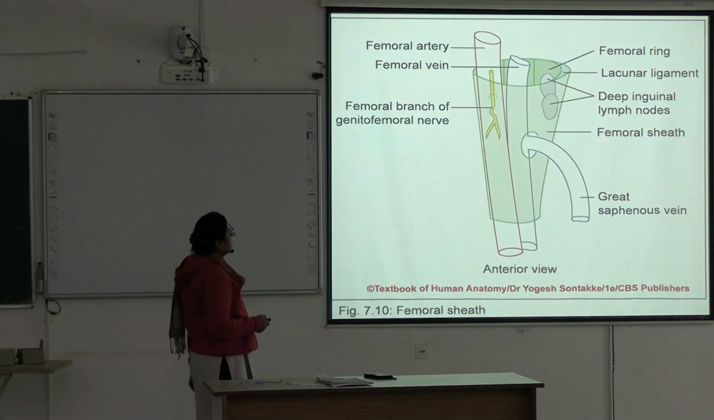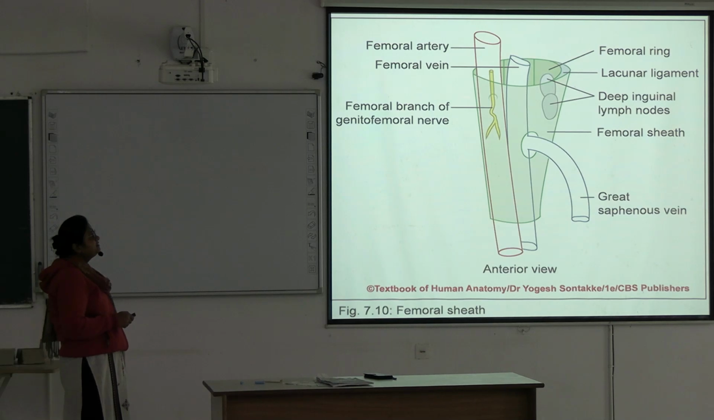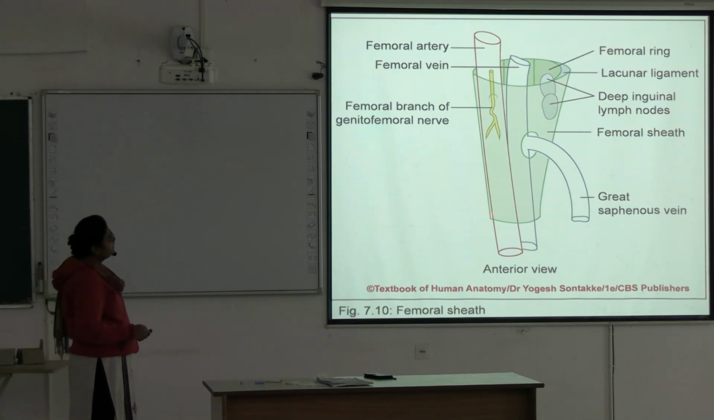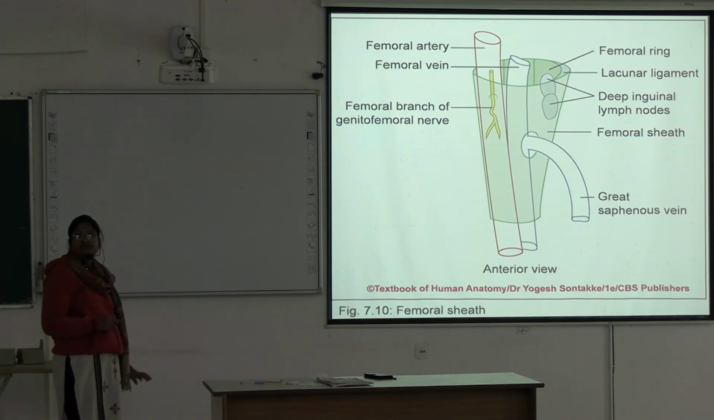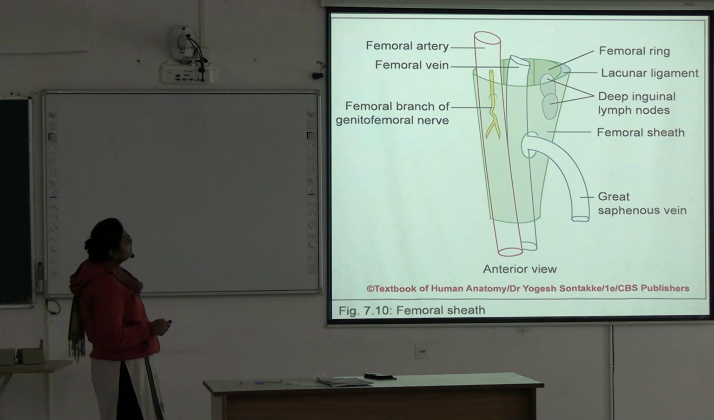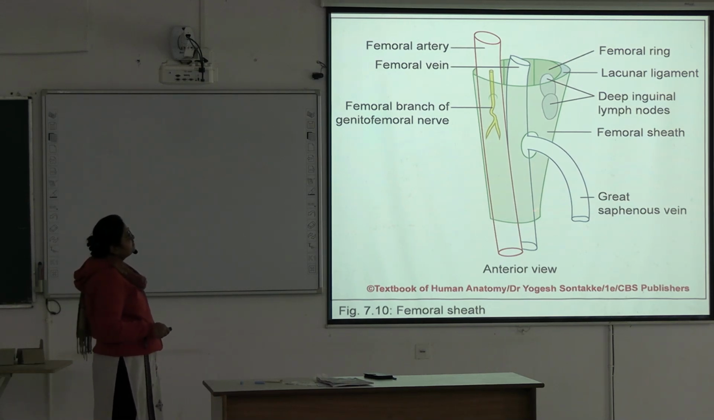Next, see, we have learned this is funnel shaped. So upper part, this is the broad end, and this is the narrow end, and it has three compartments. Lateral compartment is containing the femoral artery along with the femoral branch of genitofemoral nerve. Intermediate compartment is containing femoral vein, and medialmost compartment is known as the femoral canal, and through this femoral canal femoral hernia is occurring. Okay. And the upper end of this femoral canal is known as the femoral ring.